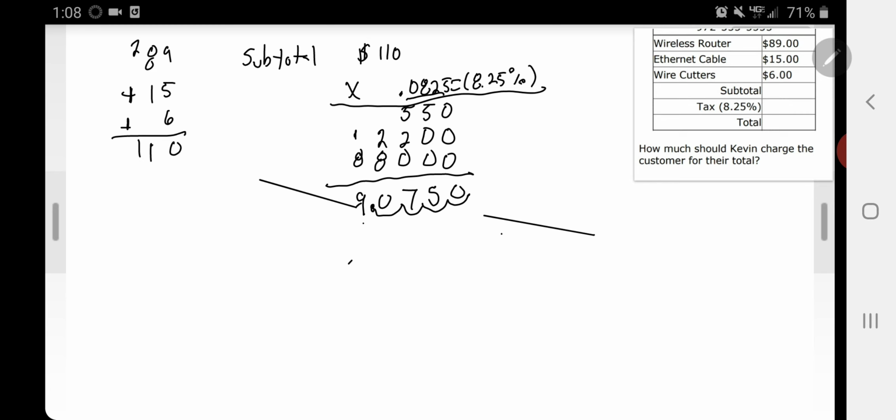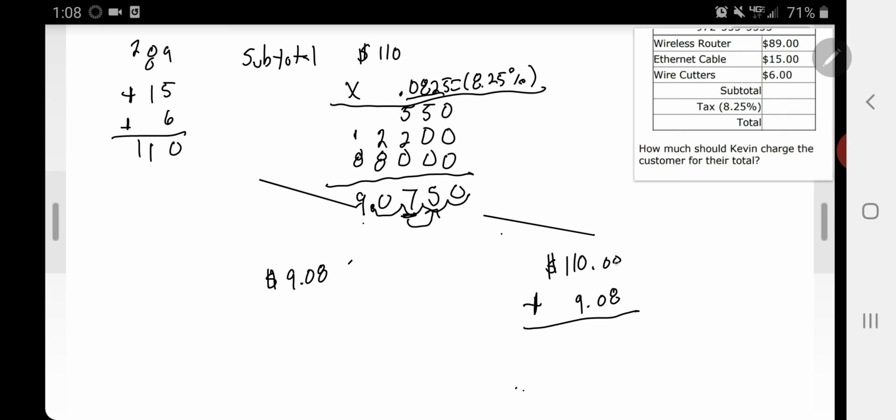Once again, we need to round to the nearest penny. So $9, 7 is a penny. But looking to the right, it's a 5, so we need to round up to $9.08. That will be his tax. So the customer will pay the subtotal of $110 plus the taxes of $9.08.